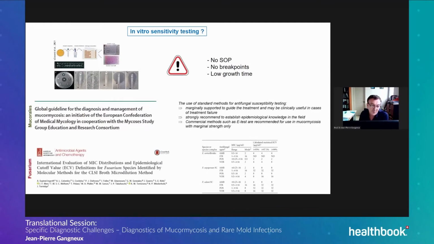And the rare mold for which we have a huge body of data is Fusarium, as shown by Ronen. And here you can see that in this very nice paper, some range could be given for the most prevalent species, such as Fusarium verticillioides, Fusarium oxysporum, and Fusarium solani.